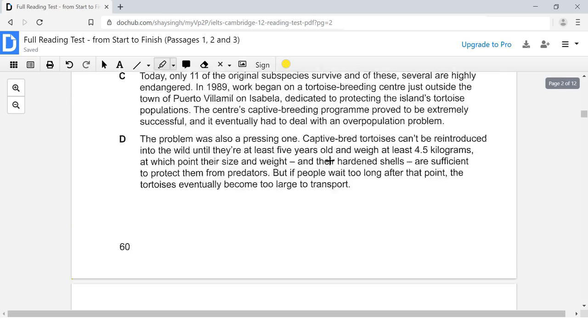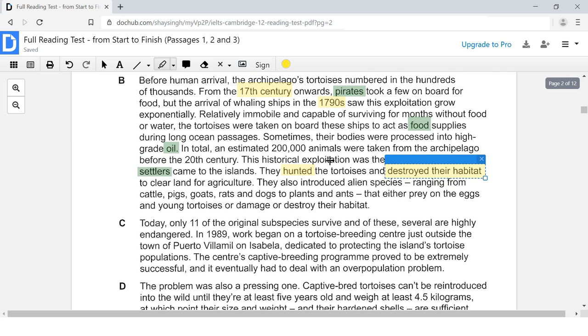Not native. They do not belong there. They hunted the tortoises and destroyed their habitat to clear land for agriculture. Okay, we know that it was for agriculture. They also introduced alien species. The word alien means not native, something that does not belong. Like aliens from outer space, they do not belong on the earth, or they are not common to the earth, right? So that's why we say that they are aliens in the UFOs. The same word we use for species as well.